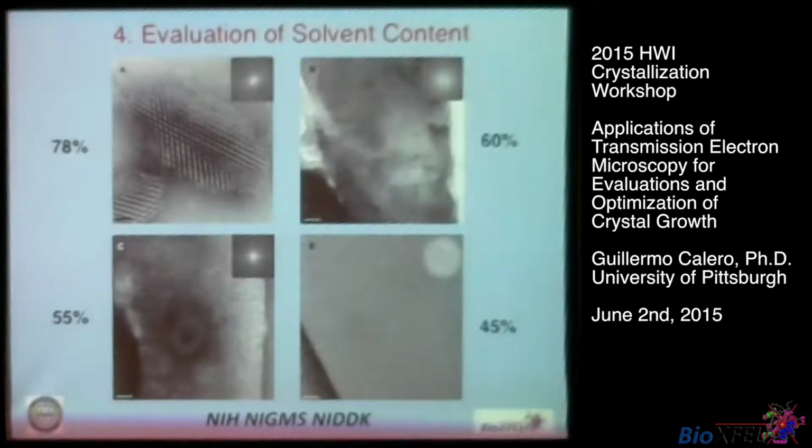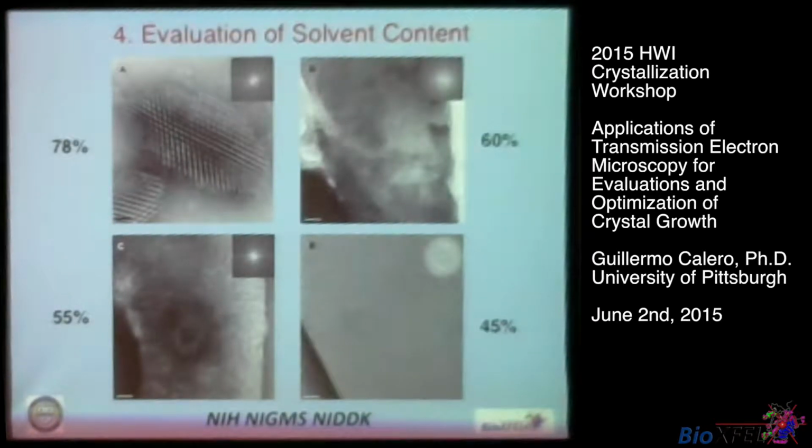Now, the other thing that you can see with them is evaluation of the solvent content. The main reason you can do this with negative stain TEM is because there's a high contrast between the solvent and the protein particles. This is the lattice I showed you before, the lattice for RNA polymerase 2. You can see how well the protein particles are separated from each other, and this correlates with a solvent content of 78% when you solve the structure.